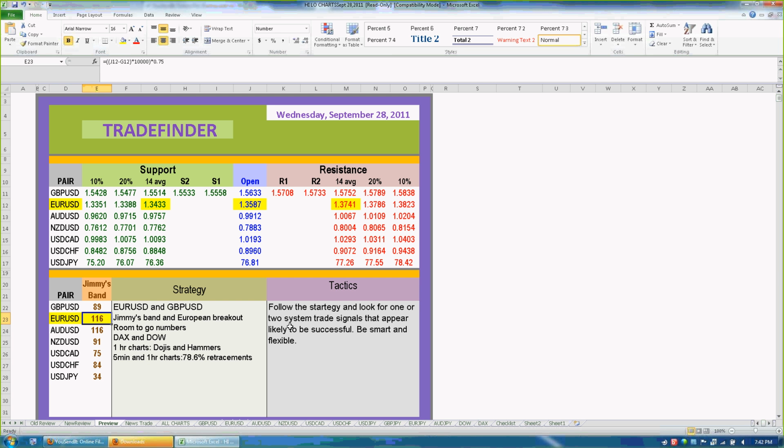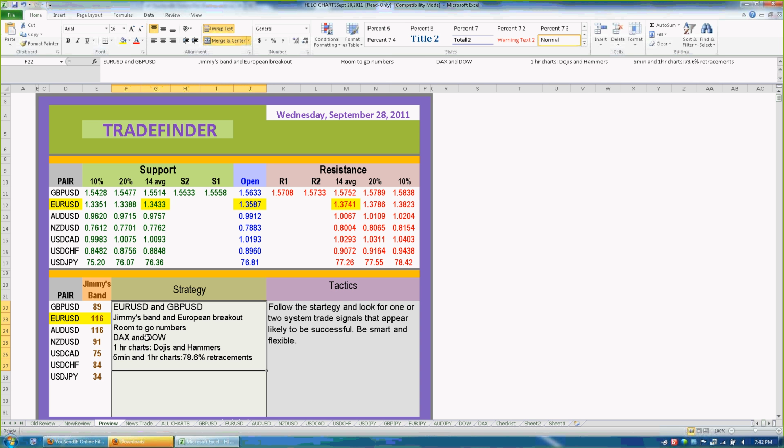Now, we would also look at what our tactics are. So our strategy is we're going to look for one or two system trade signals. Now the systems we're talking about are Jimmy's Bands and European breakout. We're going to try and get a couple of good signals, and then play those signals as long as there's room to go, as long as the Dow and DAX are not telling us we're totally wrong.